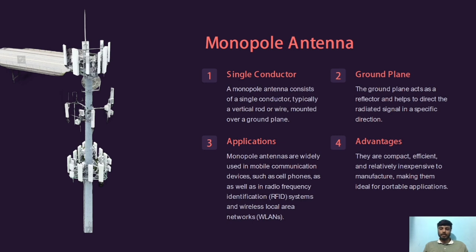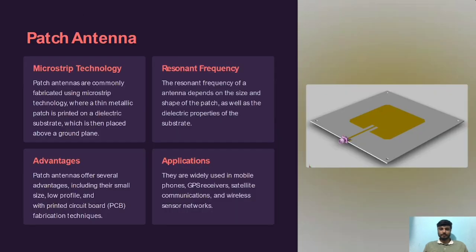There are some applications of these monopole antennas. Monopole antennas are widely used in mobile communication devices such as cell phones, as well as radio frequency identification systems and wireless local area networks. The advantages of these antennas are that they are compact, efficient, and relatively inexpensive to manufacture, making them ideal for portable communications.